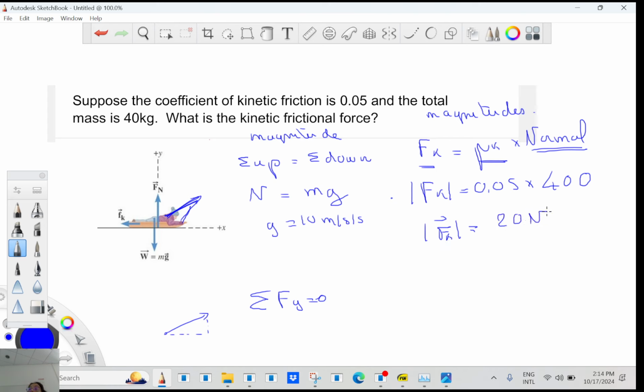Do you agree? Now, if I want to talk about the component, the x component will be minus 20 Newton because it's a vector and it's pointing to the left. So here it's only involving magnitude. Okay? Agree?